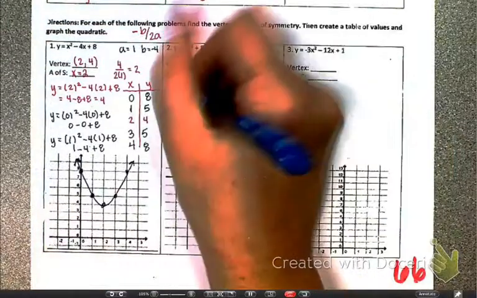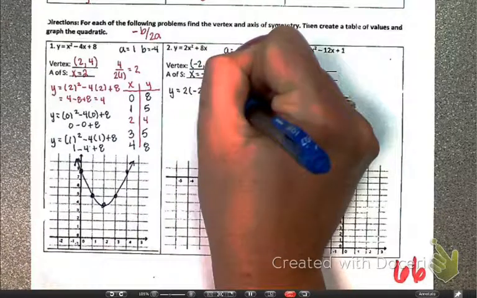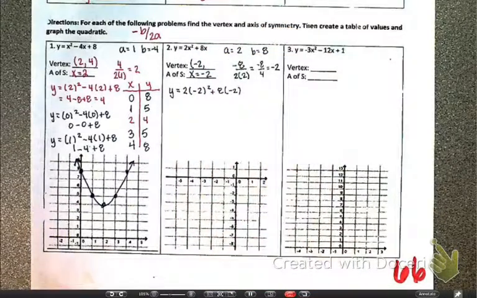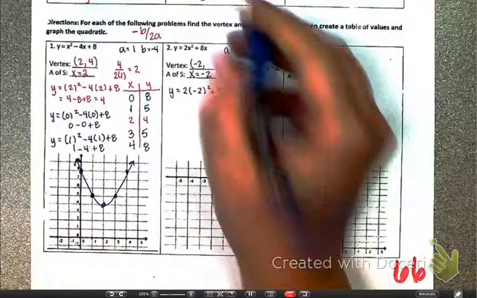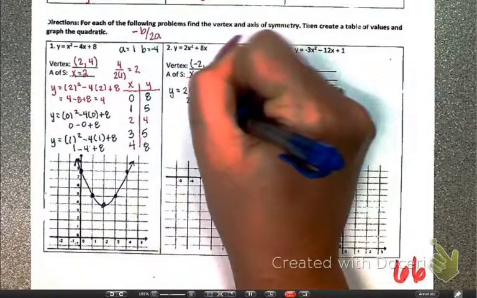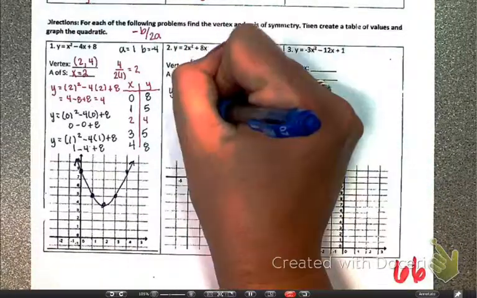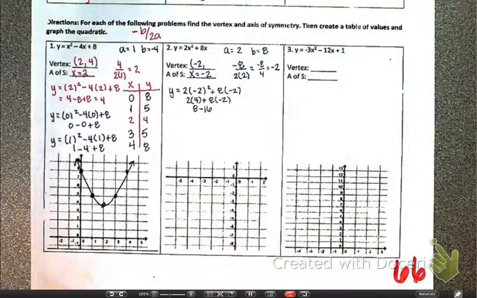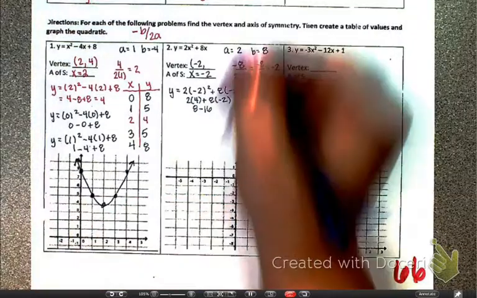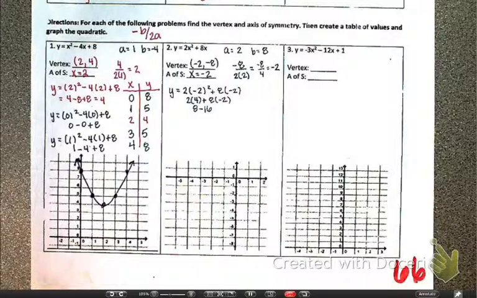To plug it in, we have y equals 2 times negative 2 squared plus 8 times negative 2. You'll notice every single time I'm writing these down. Negative 2 squared, 4. I'm going to even go a step further and keep writing the steps. 4 times 2 is 8. 8 times negative 2, negative 16. What's 8 minus 16? Negative 8. Okay, my vertex is negative 2, negative 8.